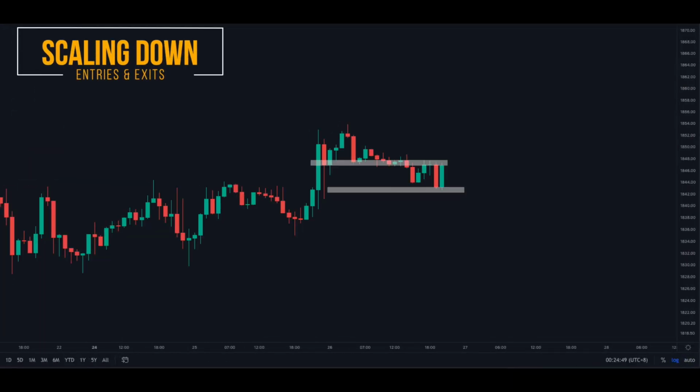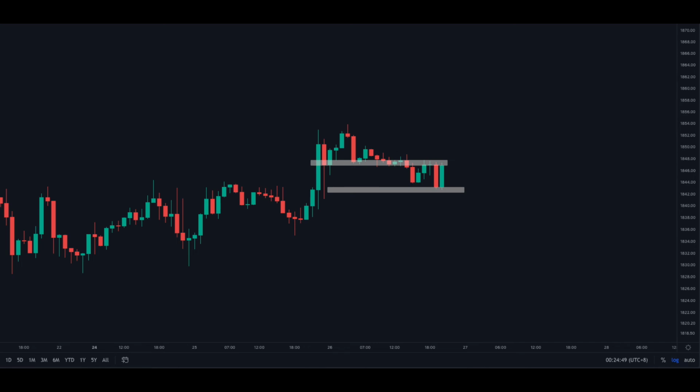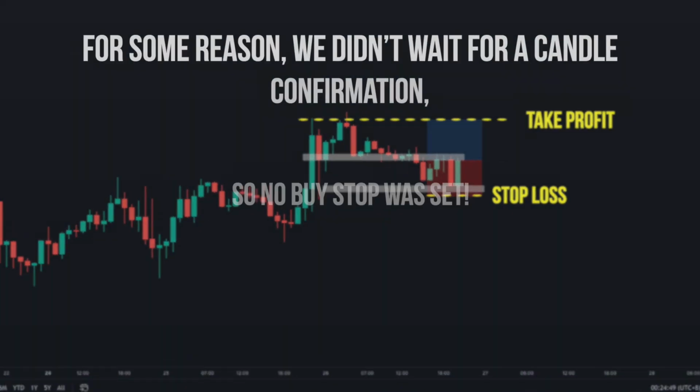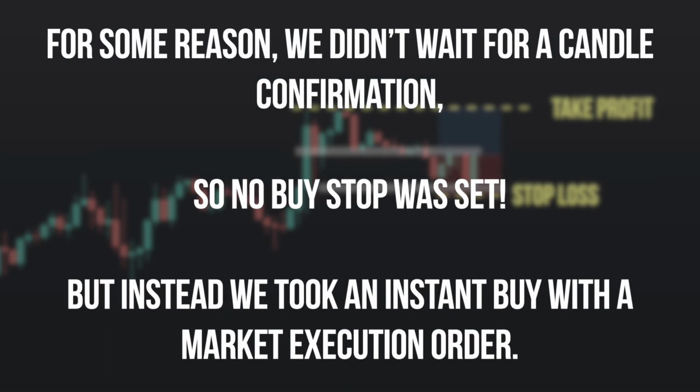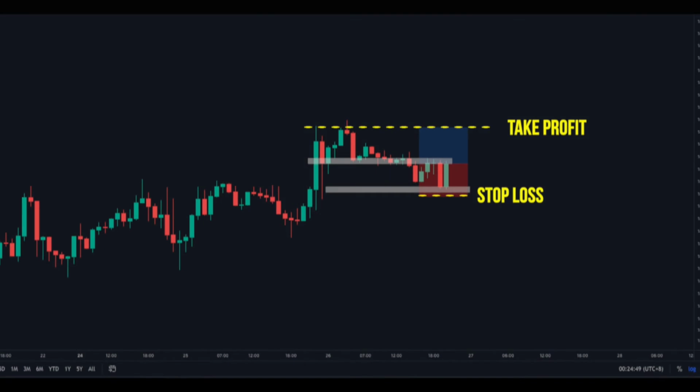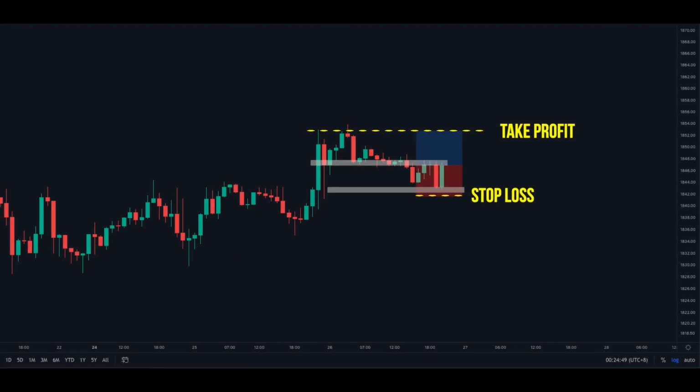Here we have price in a range and it just printed a bullish candle. We define stop loss below the current candle and take profit at the top here. We want to take a buy trade. For some reason, we didn't wait for a candle confirmation, so no buy stop was set, but instead we took an instant buy with a market execution order.